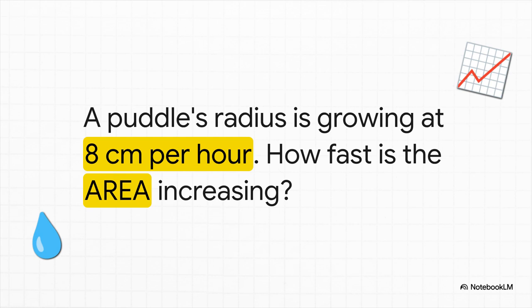Imagine a circular puddle is spreading out after some rain. We know how fast its radius is growing, let's say 8 centimeters per hour. That's a nice simple speed. But think about it. The area of the puddle isn't growing at a simple constant rate. As the puddle gets bigger, that same 8 centimeters of new radius adds way more area. So how fast is the area really growing at any given moment?